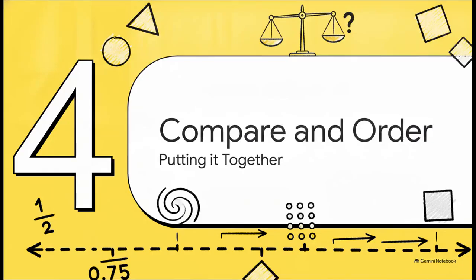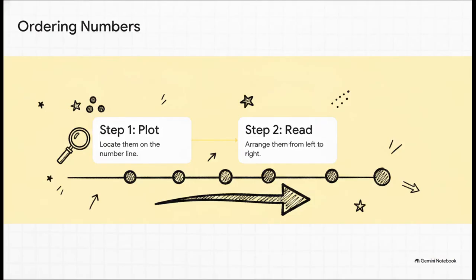Section 4. Comparing and ordering. Arranging numbers from smallest to largest, which we also call ascending order, is incredibly easy if you follow this simple, highly logical two-step process. Step 1. Take all the numbers you're given and just plot them as dots on your number line. Don't even worry about comparing them in your head yet. Literally just drop them onto the map.